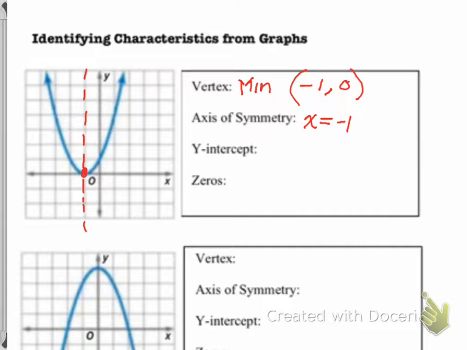Then my y-intercept's the same as Unit 4 as well. It's just where does that parabola cross the y-axis, which is at 1. So I would say 0, 1. And then my zeros are also like Unit 4 in that it's where the line crosses the x-axis. And there's only 1 zero in this case, and that's at -1 and 0. Or you could just say -1.